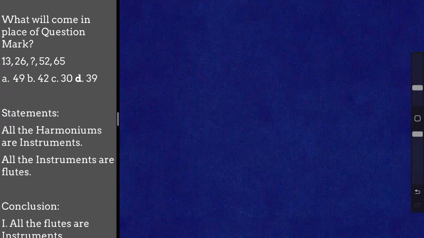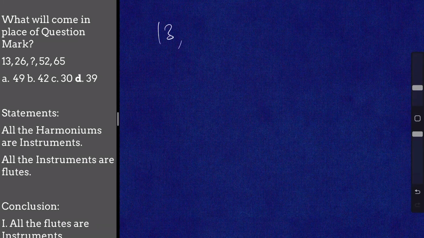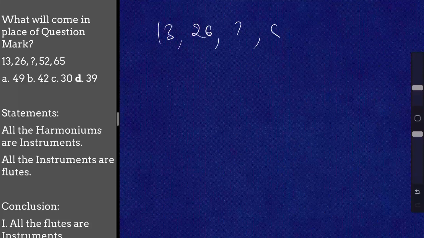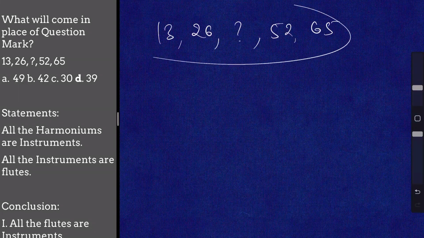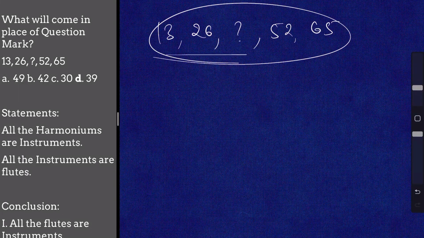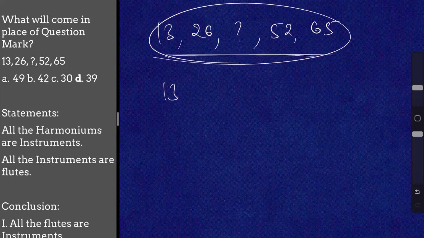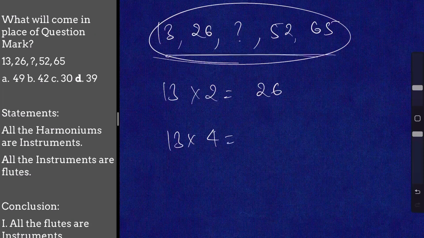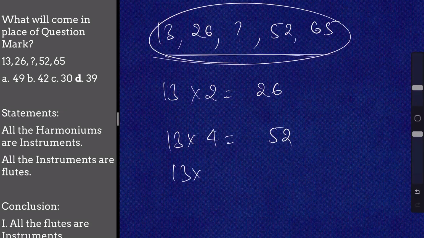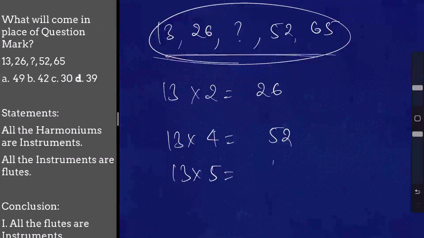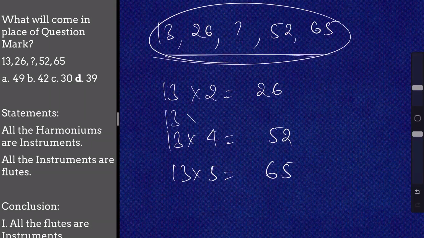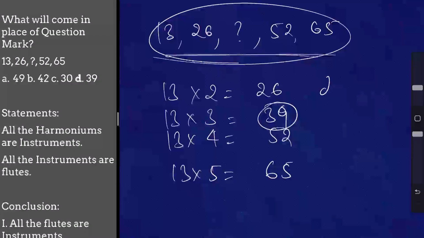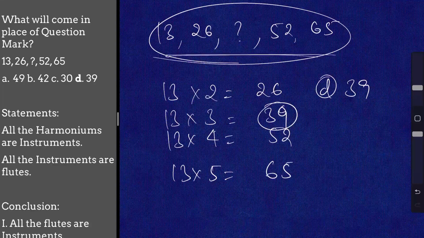So in this case, we will have to complete the incomplete series. We have numbers and 26, there is a question mark, 52 and 65. This is easily solved because we know that these are nothing but the multiples of 13. 13 multiplied by 2 would result in 26, 13 multiplied by 4 would result in 52, and 5 times 13 would be 65. So what is missing is 3 times 13, which would result in 39. So therefore the answer is option D, which says 39. So that was easy. Let's move on to the next one.